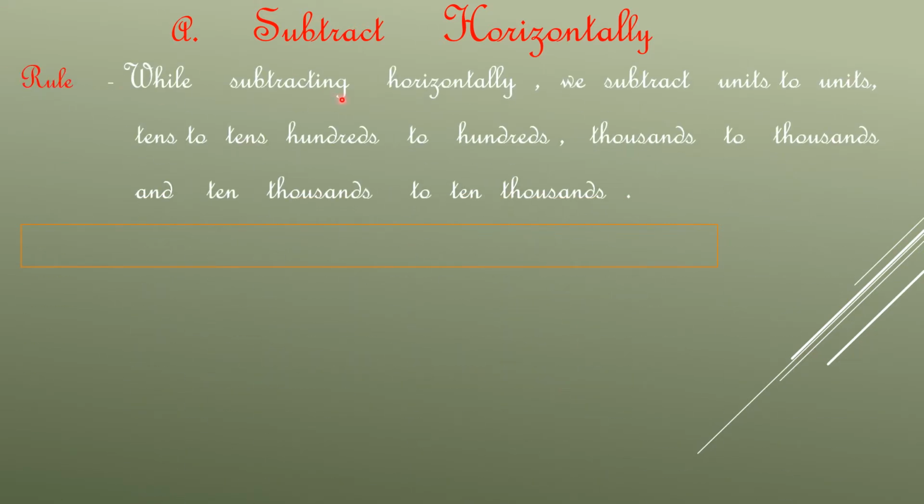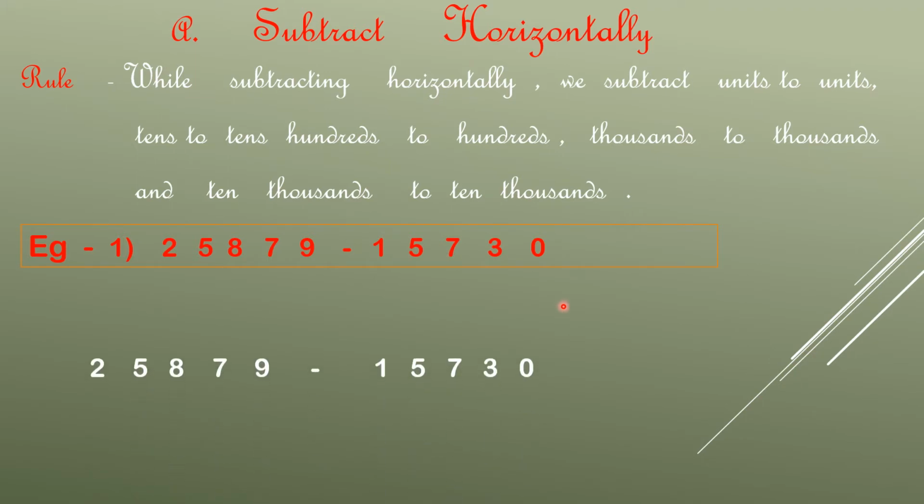Subtract horizontally. Now there is a rule which teacher explained earlier also. In addition, the same rule applies over here. While subtracting horizontally, we subtract units to units place, tens to tens place, hundreds to hundreds, thousands to thousands, and 10,000 to 10,000s place. So here is an example for us. The sum reads 25,879 minus 15,730. So now, as the rule says, we begin with units to units.